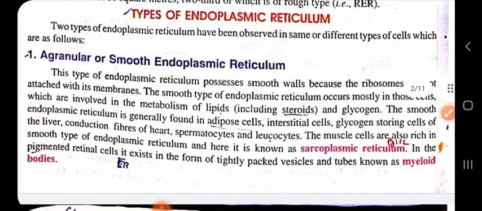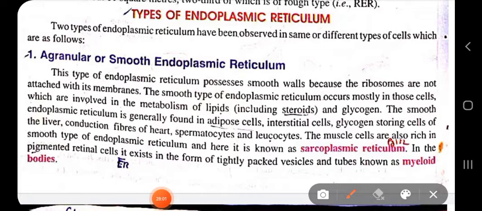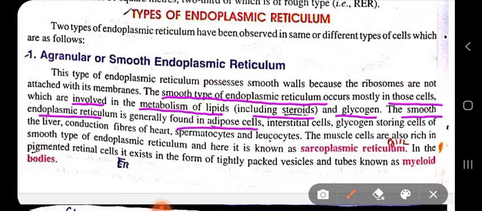So many things have been revealed here when you are talking about the smooth endoplasmic reticulum. The first thing that we can see is that this smooth endoplasmic reticulum occurs in those cells which are involved in metabolism of lipids, glycogen, and including steroids, as you will see in the function. And this smooth endoplasmic reticulum is found in adipose cells, interstitial cells, glycogen storing cells of liver. It occurs also in the conduction fibers of heart, spermatocytes, and leukocytes.